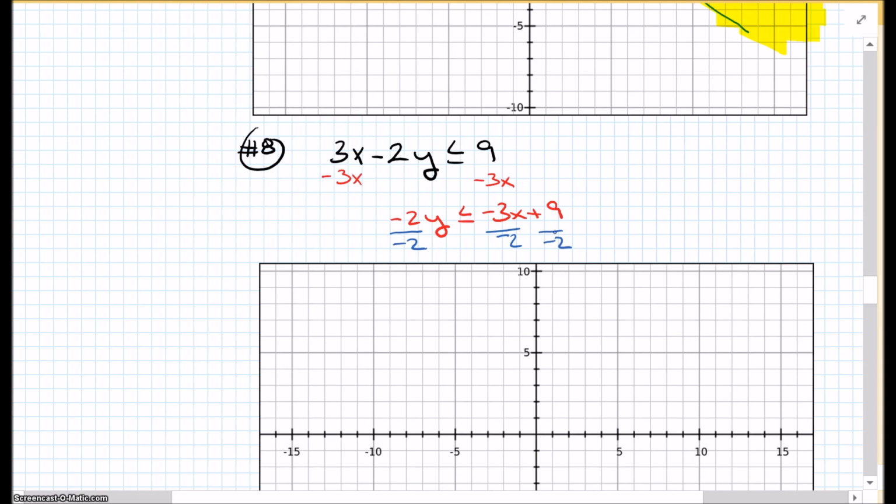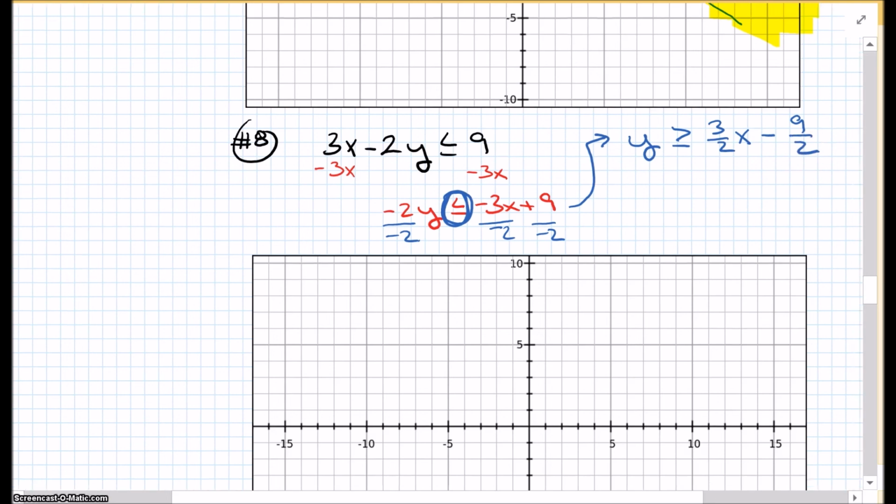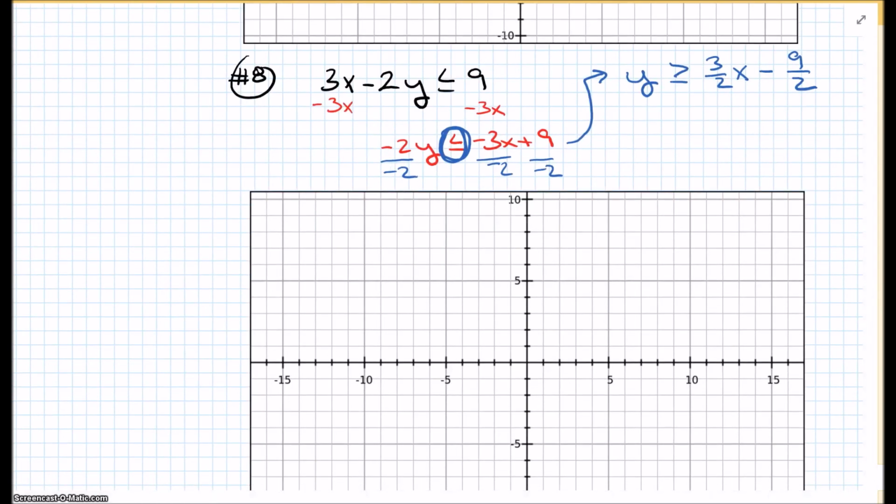Okay. What's going to happen to the inequality sign? We've got to flip it. So I'm going to have y greater than or equal to, what's negative over negative? So it's just going to be 3/2 x minus 9/2. Okay, so I have a y-intercept of negative 9/2, which is negative 4.5. And I have a slope of 3/2.